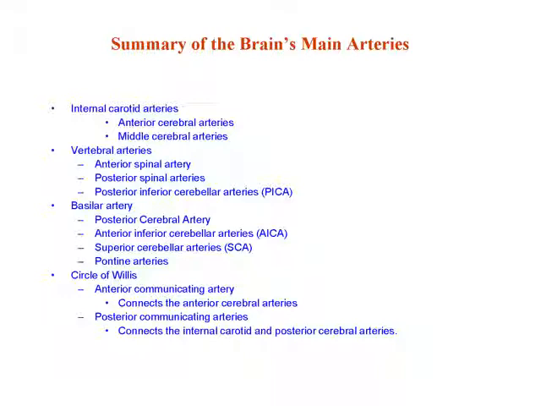and the circle of Willis, which is a connection between the two systems. We have the anterior communicating artery, which is connecting the two anterior cerebral arteries, and the posterior communicating arteries, which are connecting the internal carotid and the posterior cerebral arteries.